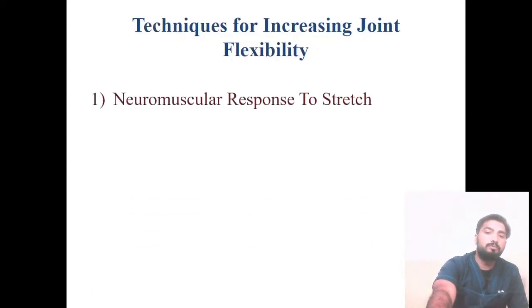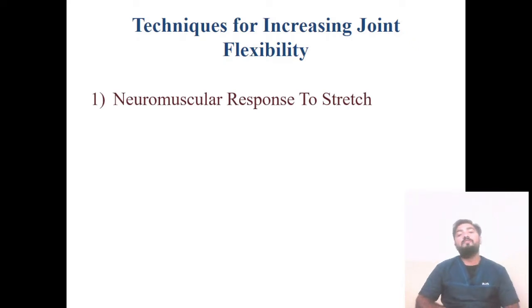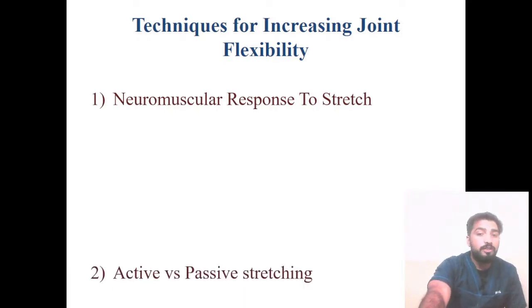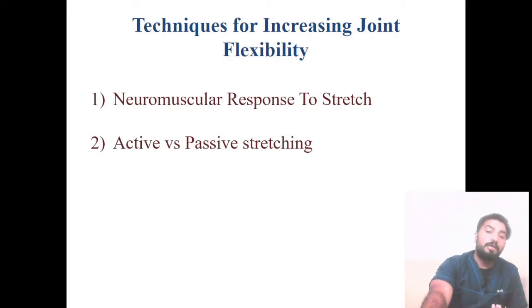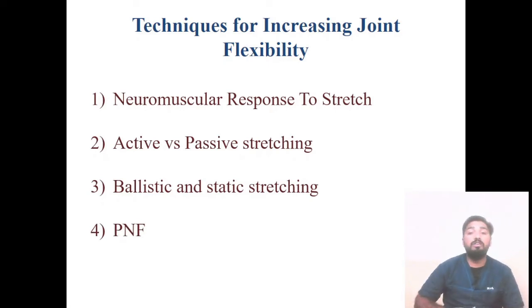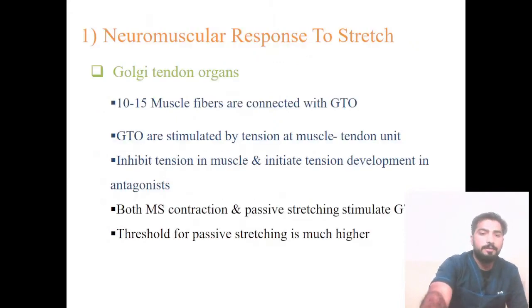as I already told you. So what are the techniques by which we can increase the joint flexibility? Number one is the neuromuscular response to stretch. There are Golgi tendon organs, that are the GTO, or the muscle spindles, which respond; active or passive stretches, ballistic or static stretches, and lastly the PNF techniques. These are the different ways by which we can increase the joint range of motion or the flexibility.